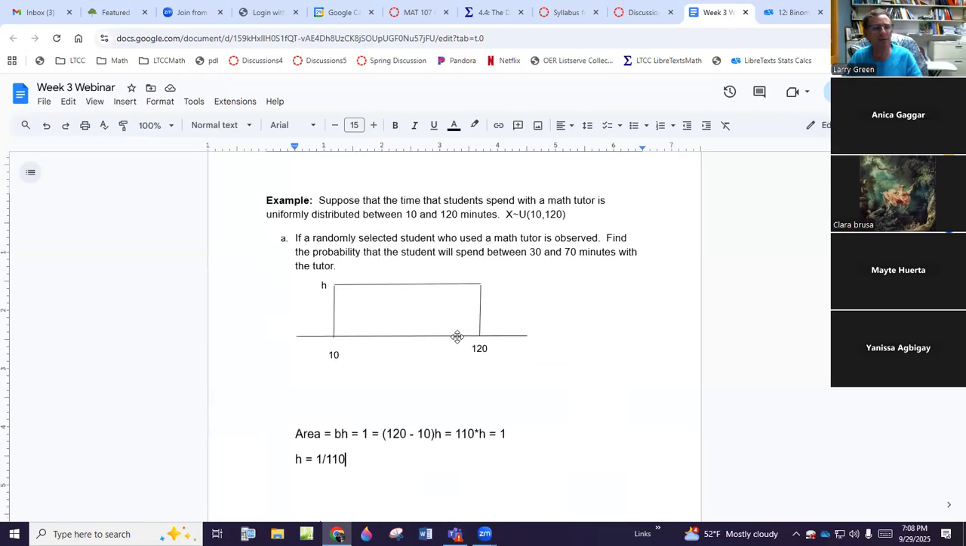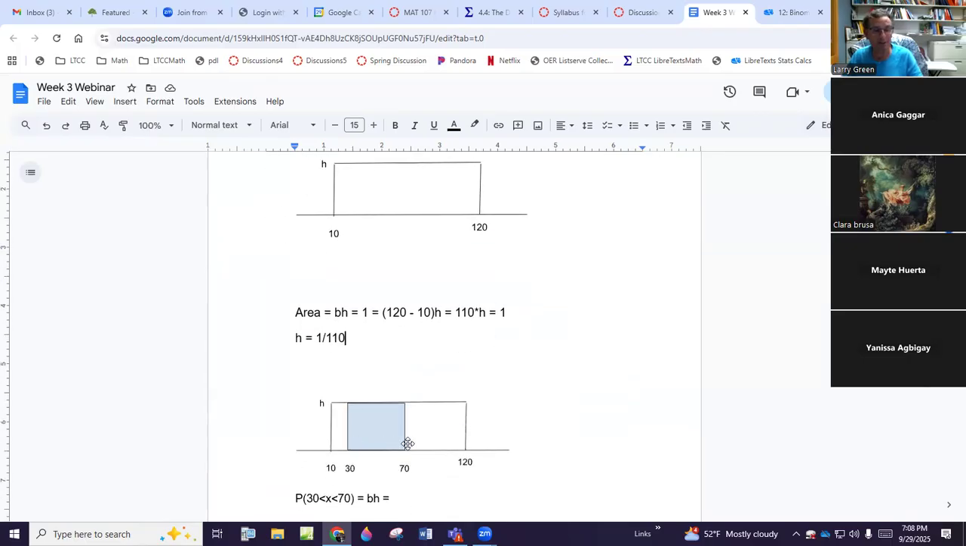Okay, now we want the probability that a randomly selected student will spend between 30 and 70 minutes. So now I'm going to draw this picture with the 30 to 70, now that I have my H. Okay, so the probability that X is between 30 and 70 is a base times a height. Now what's the base? How do I find the base of this shaded in rectangle?